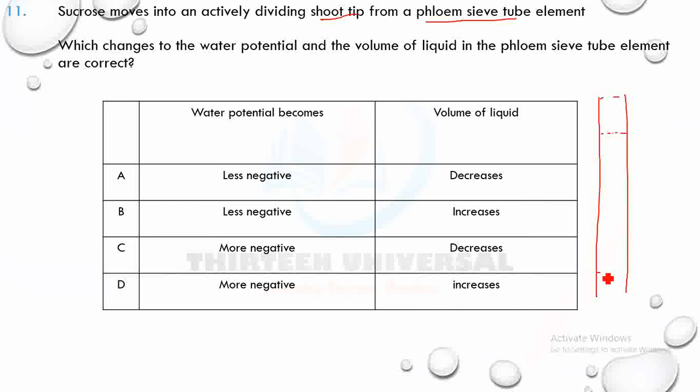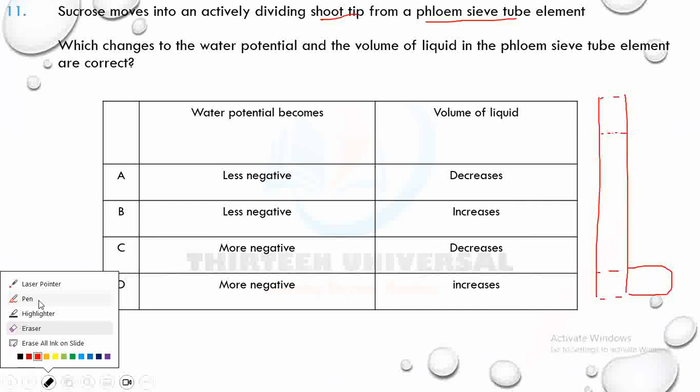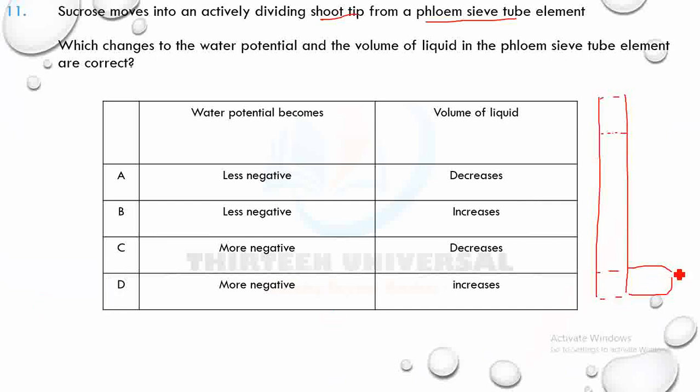So let's get to what we need. This is what we need. You can see that this is the companion cell. Let me clean it. Sorry about that. Now look at this. That's the companion cell. I'm just sketching this, and this is the sink. The sink is a shoot tip. So sucrose is going to be moved from here to here, right? Don't forget that sucrose is moved from, this is the phloem sieve tube.